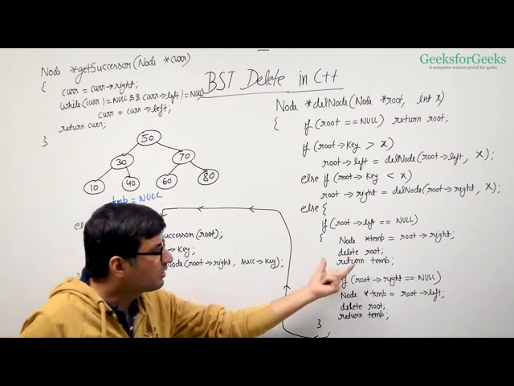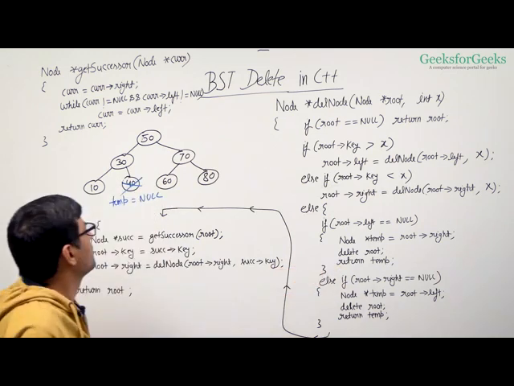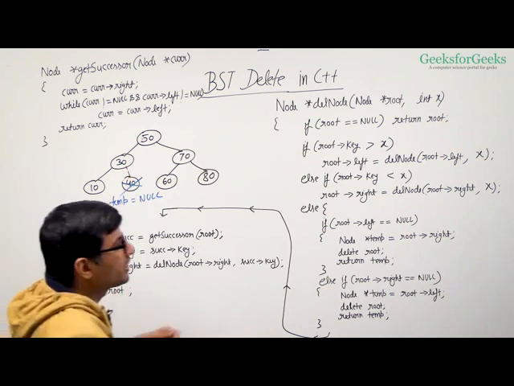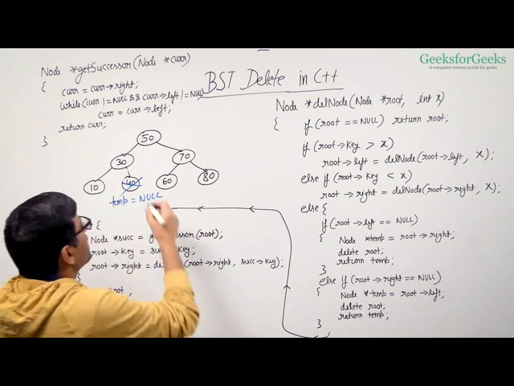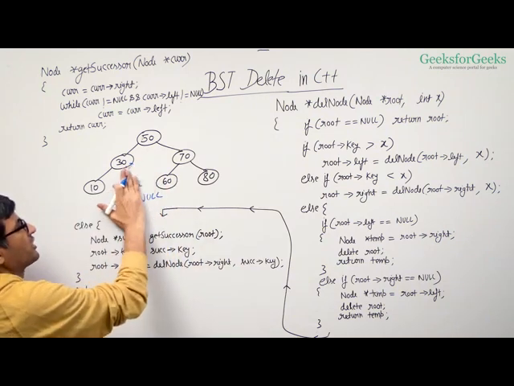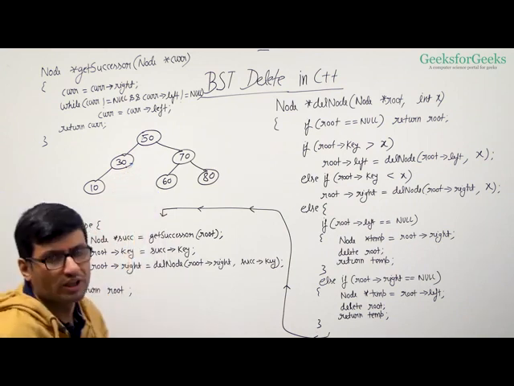And what will you do now? You will delete 40 and you will return temp, which means you are going to return null to the parent. And what is the parent going to do? The parent is going to make root arrow right equal to null. So the parent's right is ultimately going to become null, and that's what you want. The 40 is deleted and it has no right child now. Null means no right child.